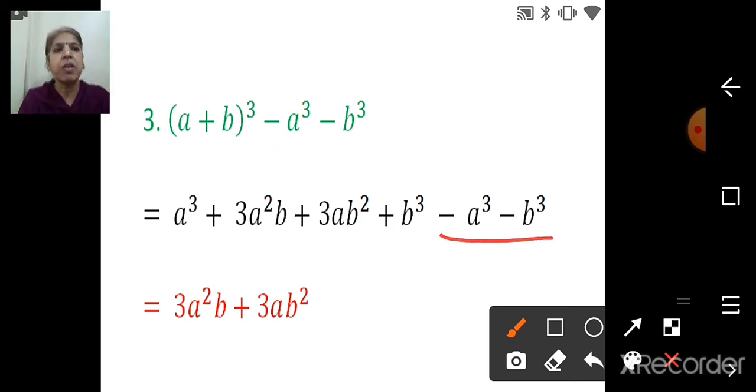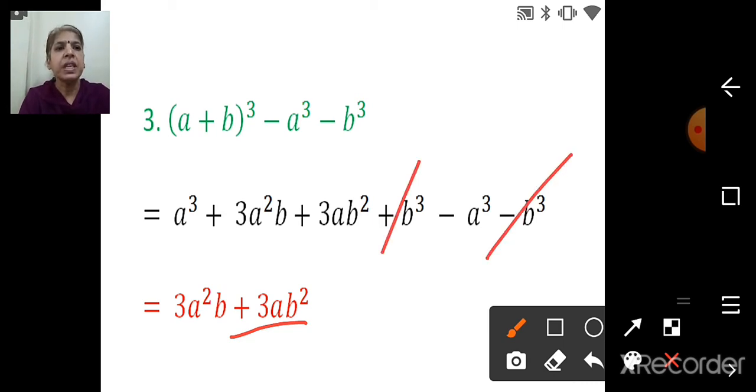These terms we have copied as it is. Now we will simplify. The like terms together, we are going to add or subtract. A cube minus a cube is 0, cancel. Now the next term is 3a square b. Are we having any other term 3a square b? No. So we will write 3a square b plus next term 3ab square. Again it is not having any like term. So 3ab square.